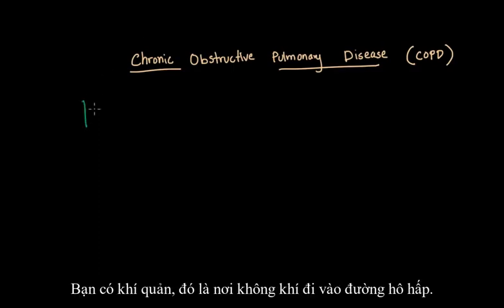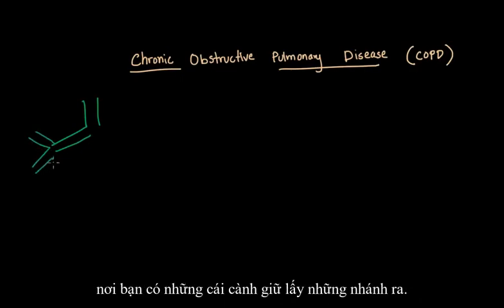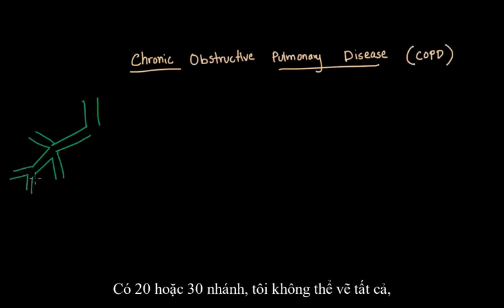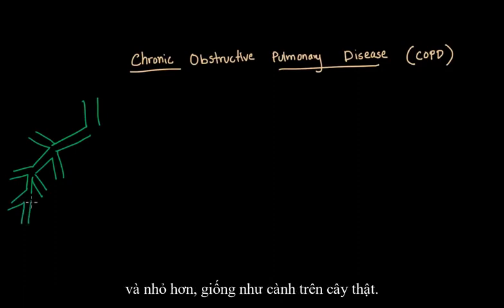So you have your trachea, that's where air enters the airway. And to me, the whole thing looks kind of like an upside down tree where you have these branches that keep branching off. And there's 20 or 30 branches, I can't draw them all. But you can imagine that it just keeps getting smaller and smaller, just like branches on a real tree.